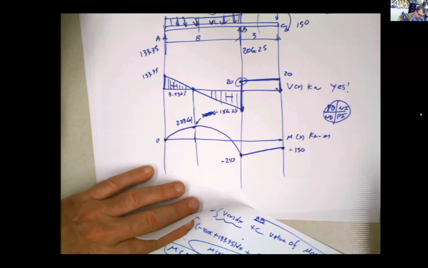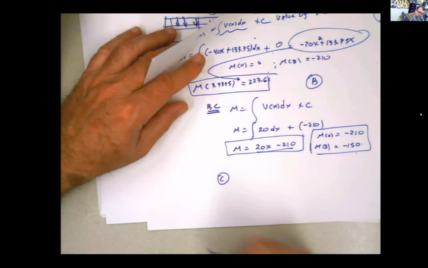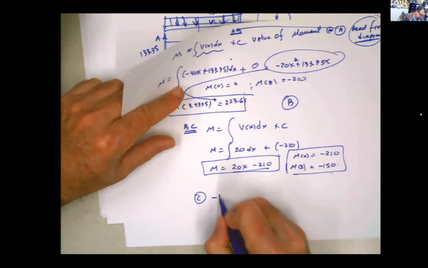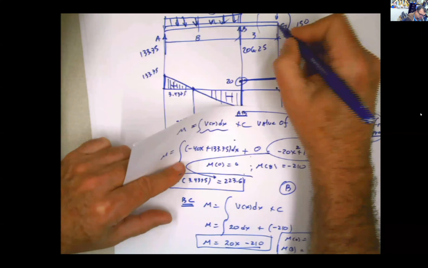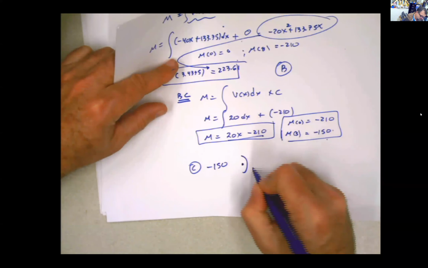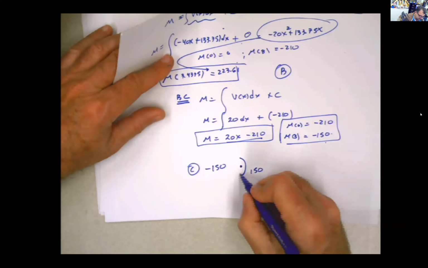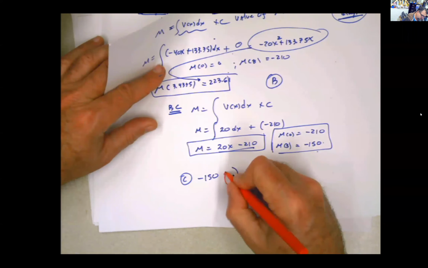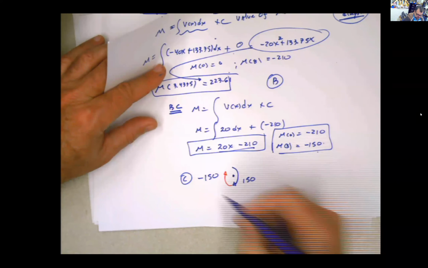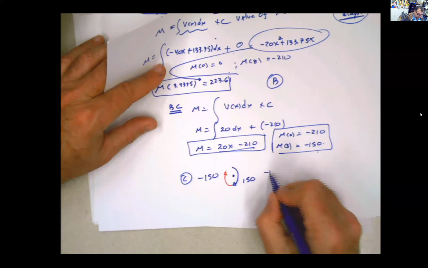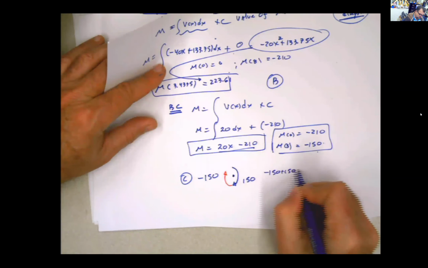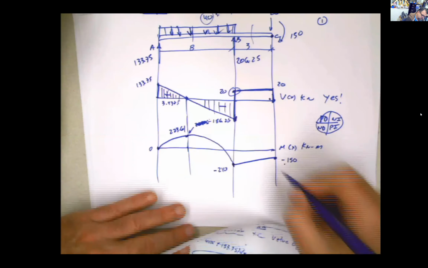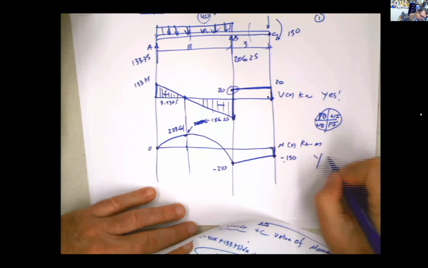And finally, you go to the point C, and you do the same thing. I start with negative 150, and I find that there is a concentrated moment there of 150, acting in this direction. I complete this to see this side, and that means that it's going to be positive. So negative 150 plus 150 equals 0. It means that this is going to jump here, and then you go, yes.